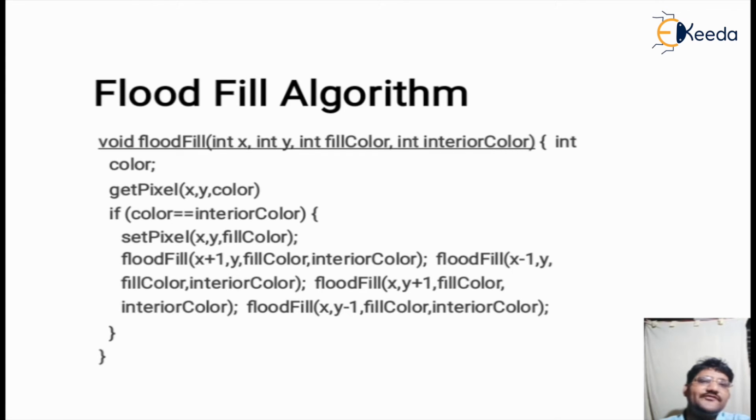This is the code for the flood fill algorithm. Here we can see this is an important condition: if the color of the pixel is equal to the interior color, which is the already existing color of the pixel, then we set it with the desired color. After that, we find 4 neighbors or 8 neighbors and color them. This process continues till all pixels are colored or the stack is empty.